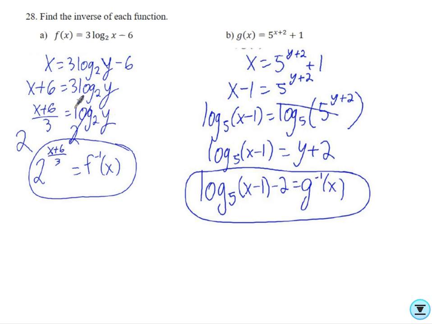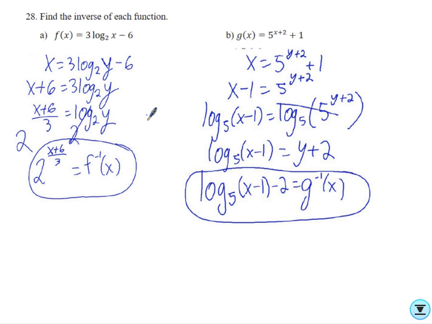Then, now that I have that log base 2 of y by itself, I'm going to exponentiate or drop a base of 2 on each side, okay? And then these will cancel, and that is how I get 2 to the x plus 6 divided by 3. This again now becomes an exponent, and that is y, or f inverse. The little negative one is the inverse symbol of x.